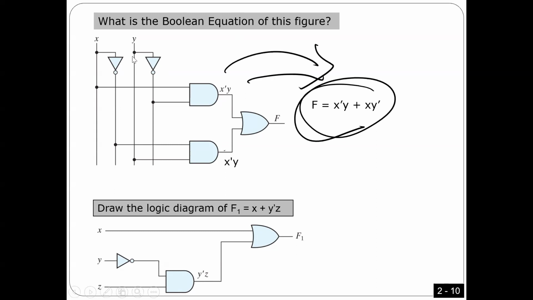Here you have y. This wire is y, and this wire is y prime. So you have y and you have y prime here. This is x, and then you have x prime. You can see this input is taken from x. This one is taken from y prime. I think there is a mistake here. This one here is taken from x prime. This one is taken from y.